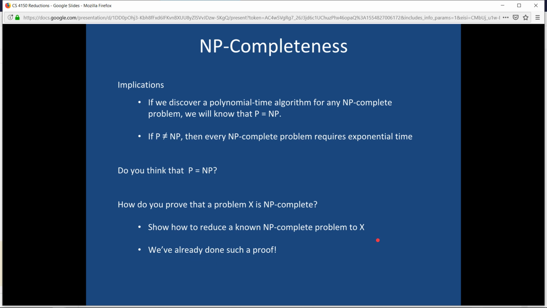And I was asked, how do you prove a problem is NP complete? The way you do it is you show how to take a known NP complete problem and reduce it to problem X. So you reduce a known NP complete problem. So to prove factoring is NP complete, you would take, say, 3 SAT and reduce it to factoring. Not the other way around.